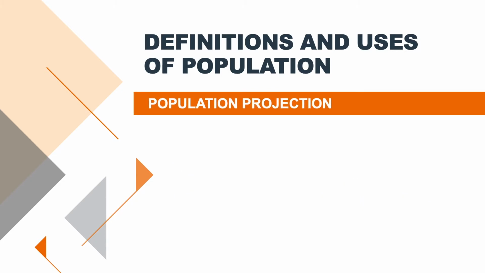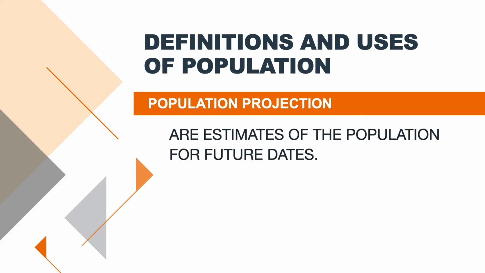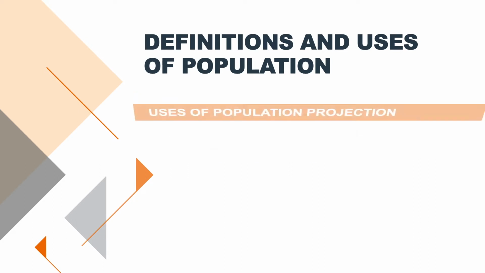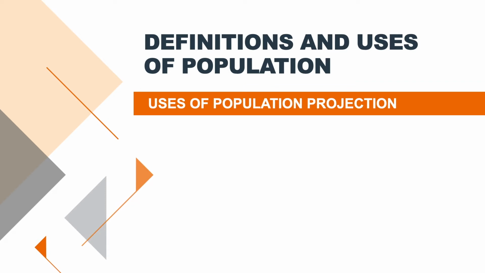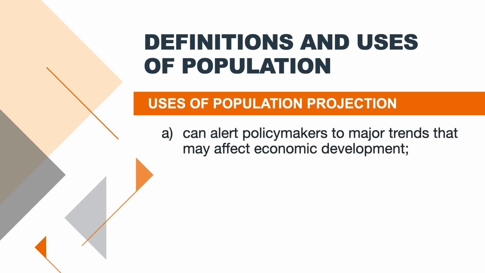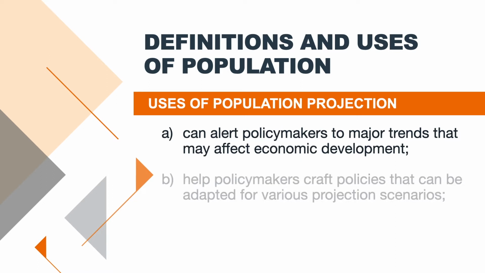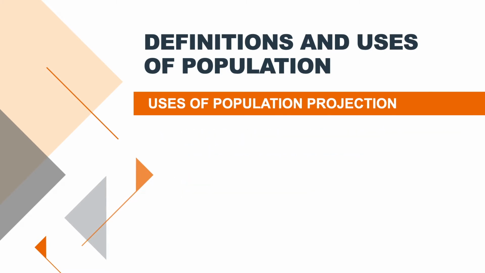Population projection is defined as the estimates of the population for future dates. Uses of population projections: they can also alert policymakers to major trends that may affect economic development, and help policymakers craft policies that can be adapted for various projection scenarios.